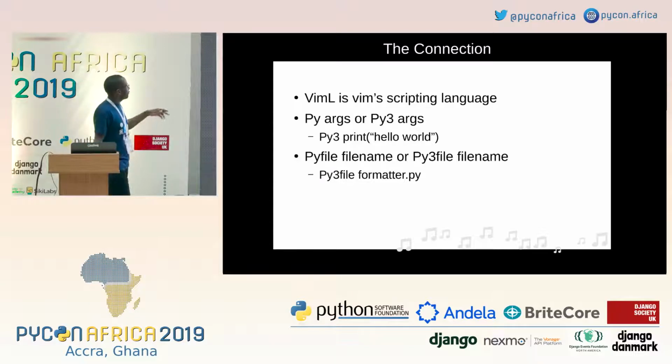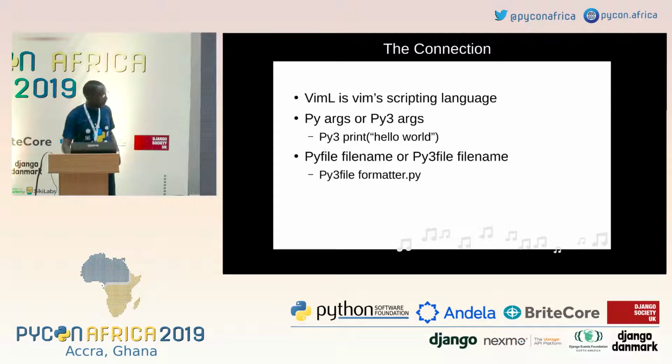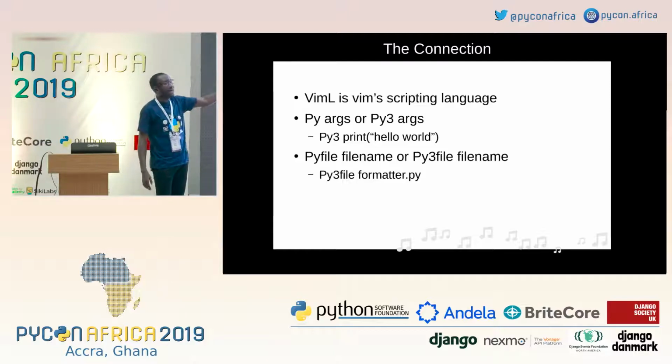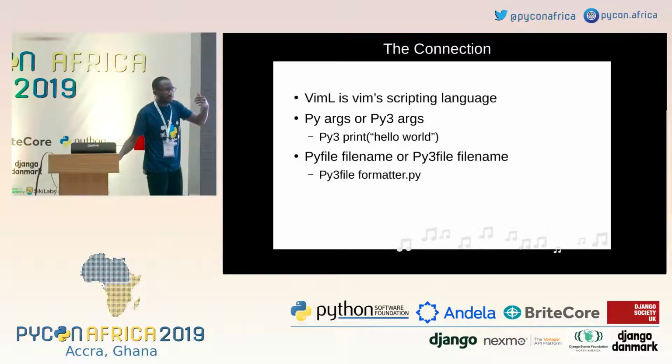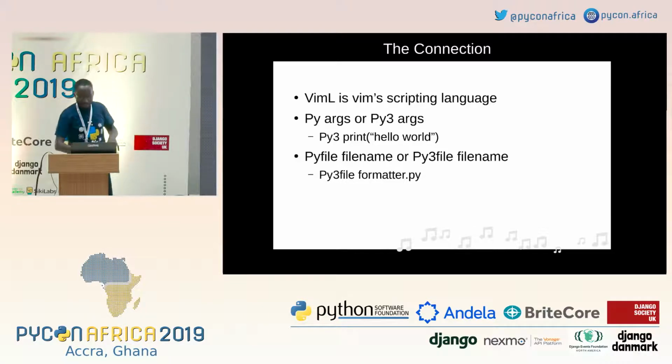For instance, you can do py3 print hello world, and it will print hello world. Now, if you have a lot of formatting or more complex things to do, you can write an entire script, and you say py file or py3 file, then pass the file name. Like I said, it will do the same thing. So for instance, you may want to format a JSON: you could pass everything to a formatter, and it formats and brings back the result.